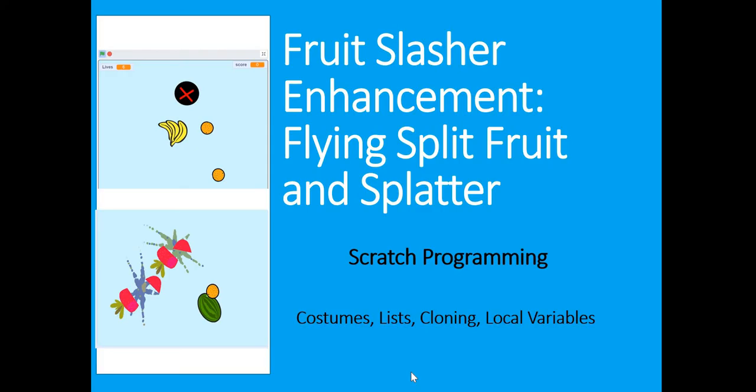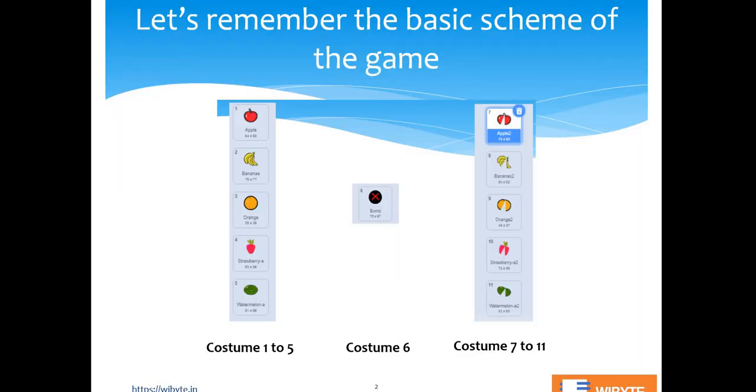Now, first things first, let us remember the basic scheme of the game. Remember that in this game we are playing with costumes. We are creating clones of the same sprite, but we are creating clones with different costumes. So we had the uncut fruits as costumes 1 to 5 and cut fruits correspondingly at costumes 7 to 11, so apple to apple, banana to banana, and so forth. This is important because we are just playing with costumes with some formulas.